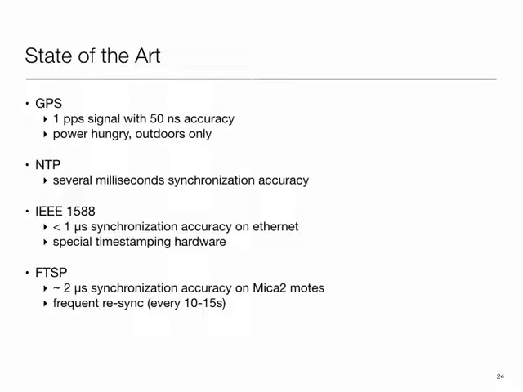IEEE 1588 is a standard which is around a dozen years old. It's called Precision Time Protocol, and its aim is different. It aims at getting things which are in a relatively local area, like, let's say, Disneyland or a campus or an organization, synchronized. And what it aims for is sub-microsecond synchronization accuracy.